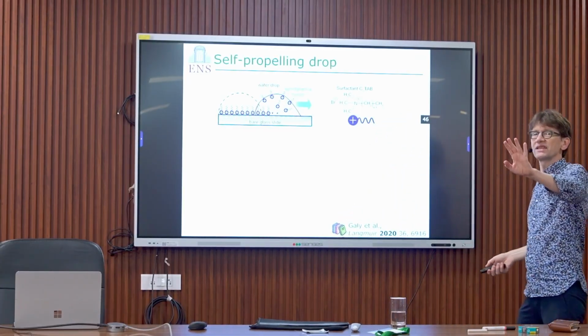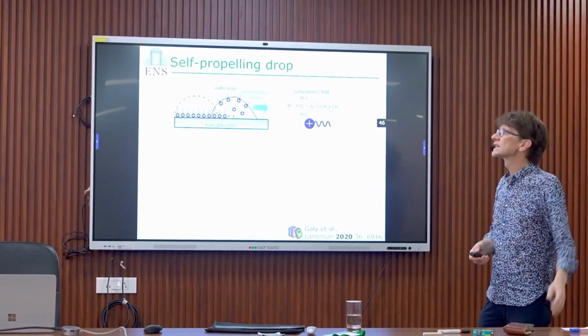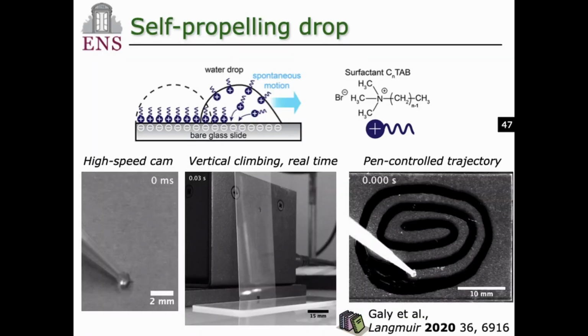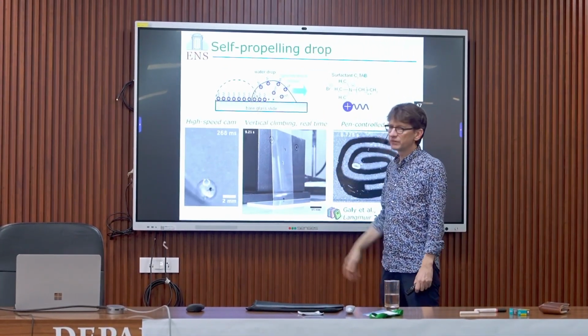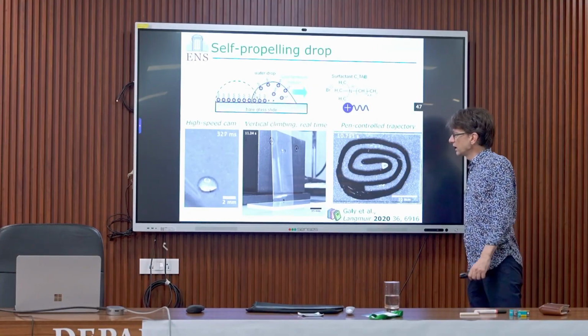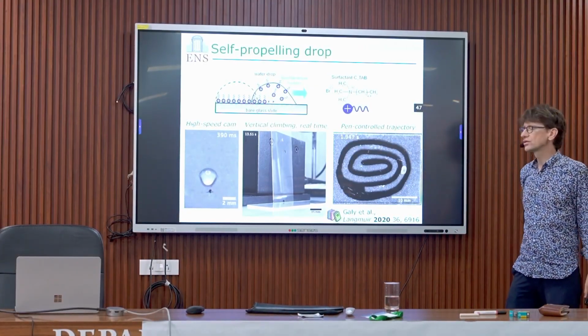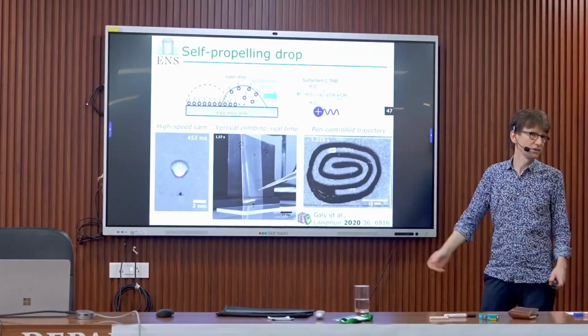So it's a very simple system, CTAB, water, glass, and you have this very nice self-propulsion. And you see that with this very system, there is nothing special, no special chemical, no organic solvent, and the droplet can climb vertically. And you can just take a pen and draw a device, and the droplet can move in your device.